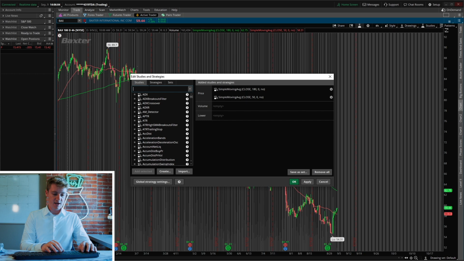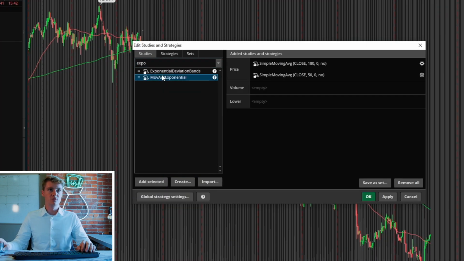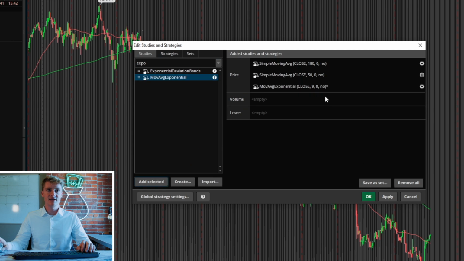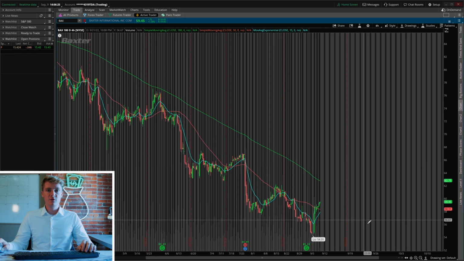All right, we're going to go ahead and add in our last moving average. This is going to be the exponential moving average. We're going to hit add selected. We're going to change this moving average exponential to 15 days. Now, this is going to be the 15-day EMA, which is going to be blue. So we've got our three moving averages.